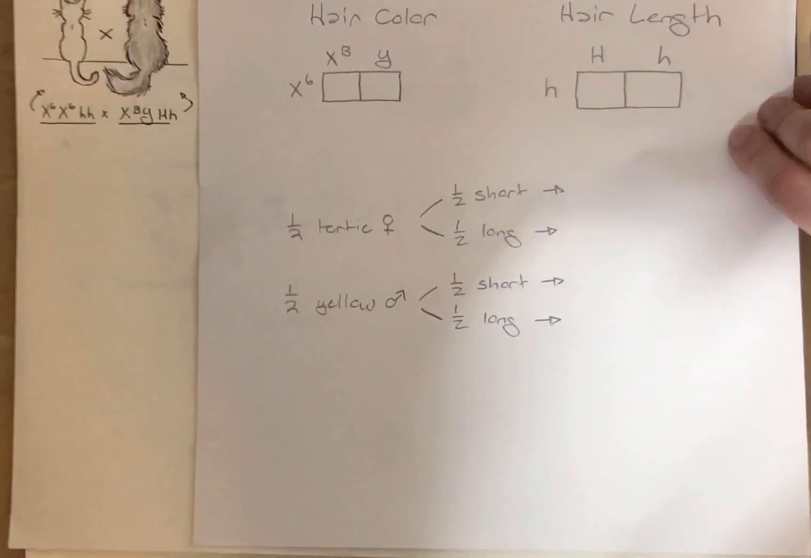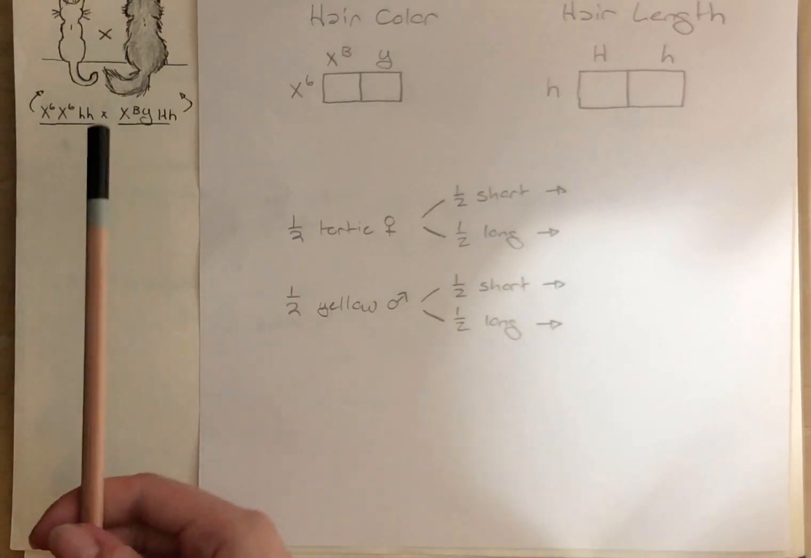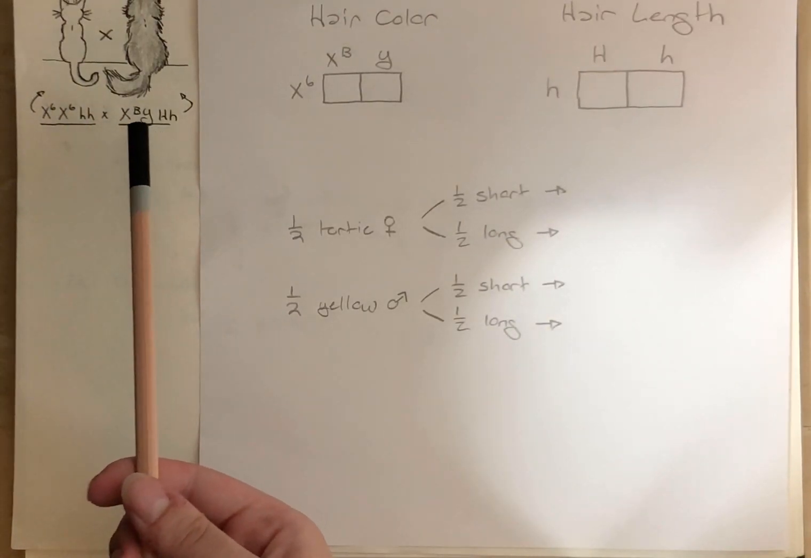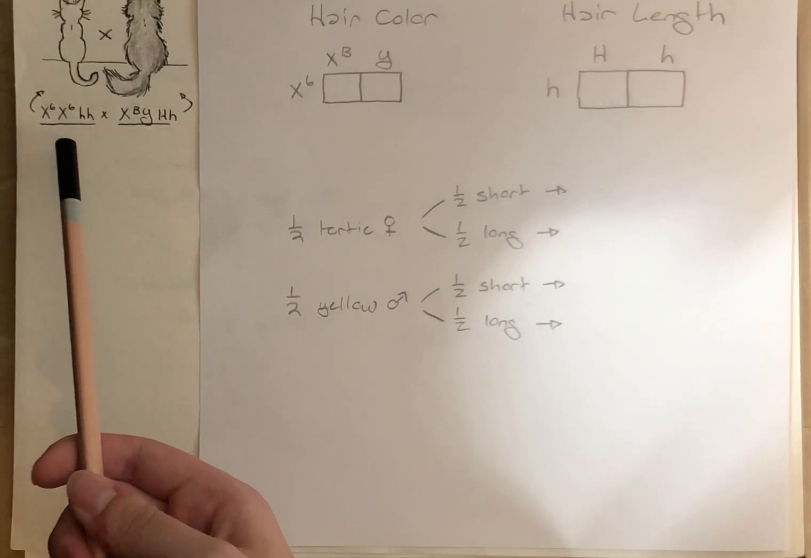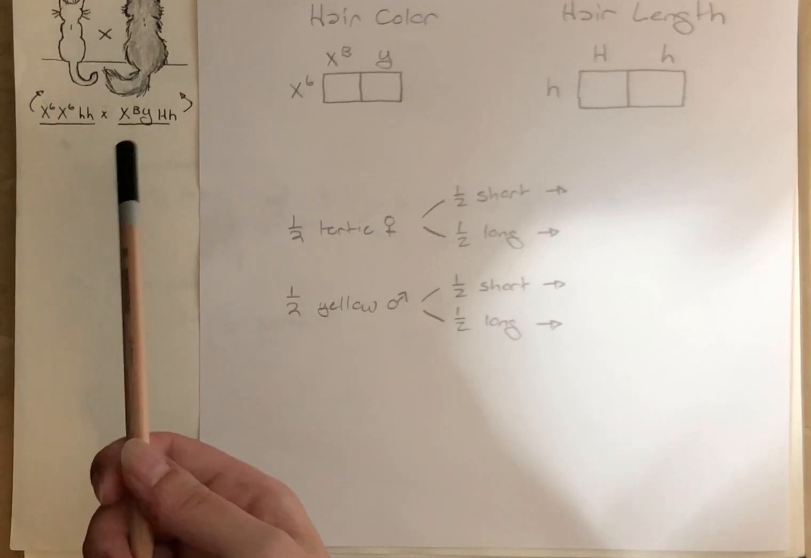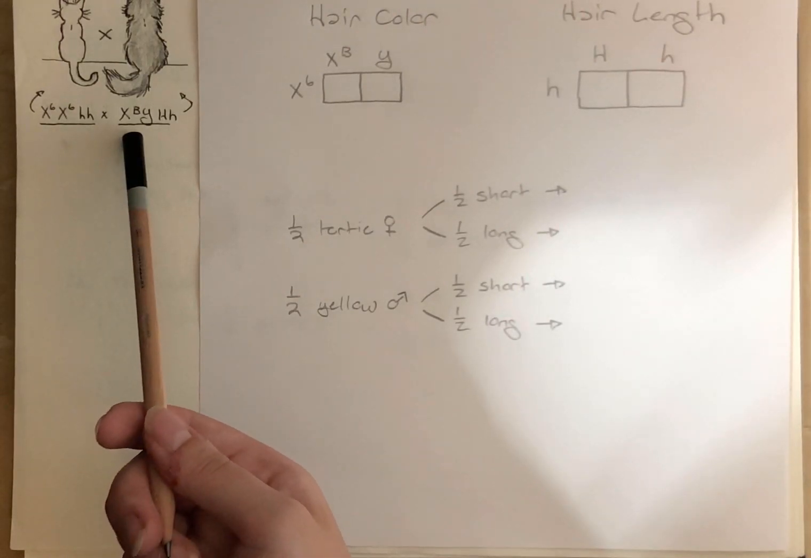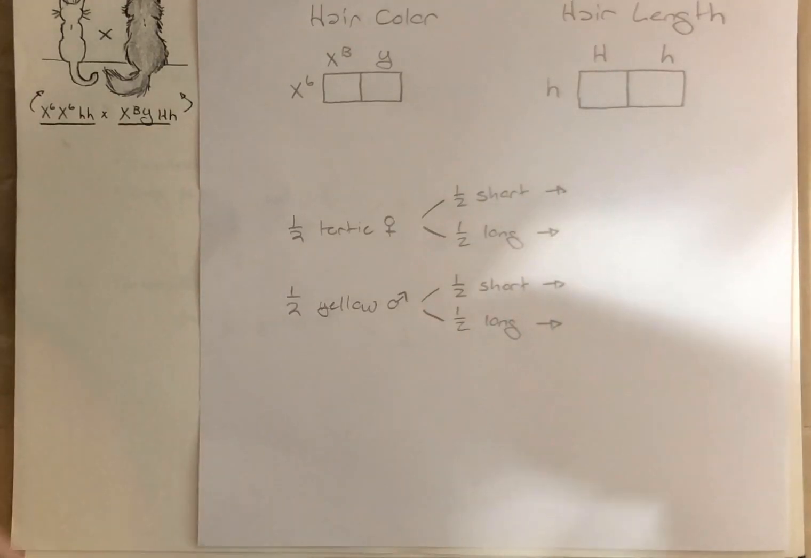So we're given an example of a cross, a short-haired yellow female times a long-haired black male, and their genotypes are X^b X^b, homozygous recessive for short hair, and then X^B Y, heterozygous for long hair.